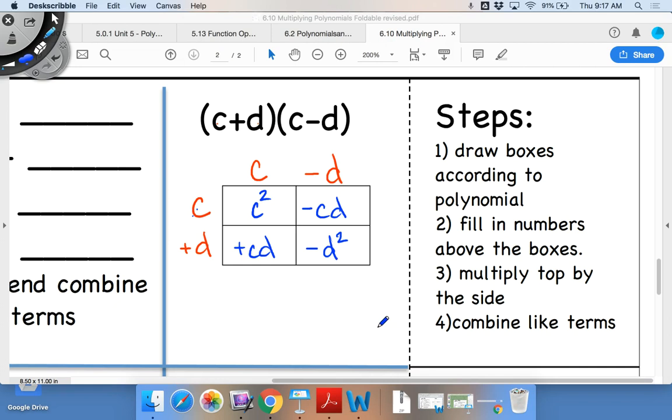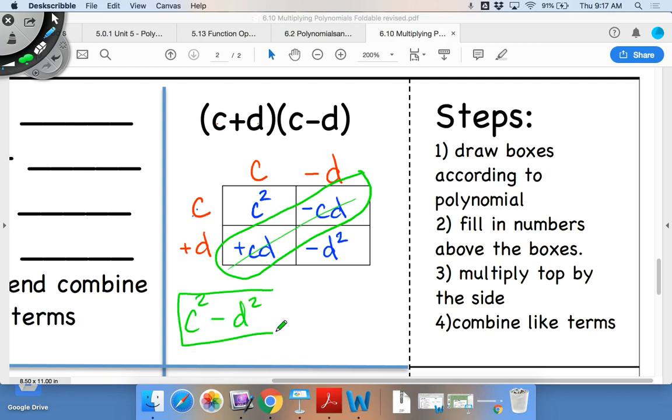It doesn't matter actually, so good call. You could do it either way. You could do the C plus D on top and C minus D on the side, and it would give you the same thing. Now we're going to combine like terms. I don't have any other C squareds, so I write C squared. Typically this diagonal will be like terms, and positive CD minus CD actually cancel out in this example. Then I'd be left with minus D squared. Really, this is the exact same example as the first FOIL example, I just used different letters instead of A and B. So that is how you would use the box method.